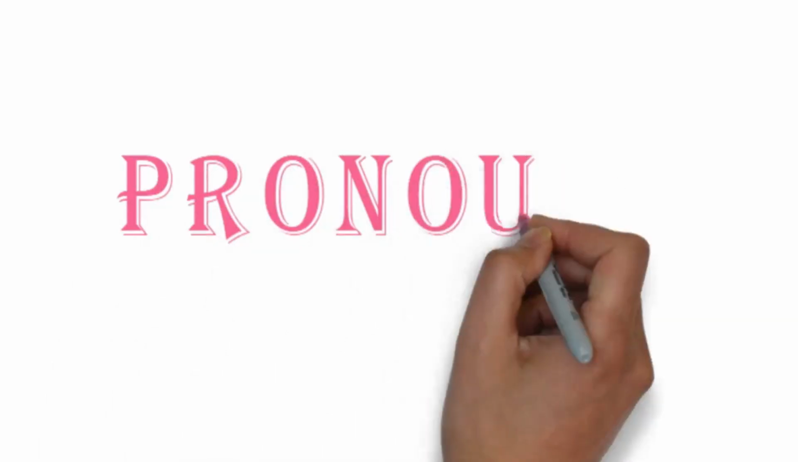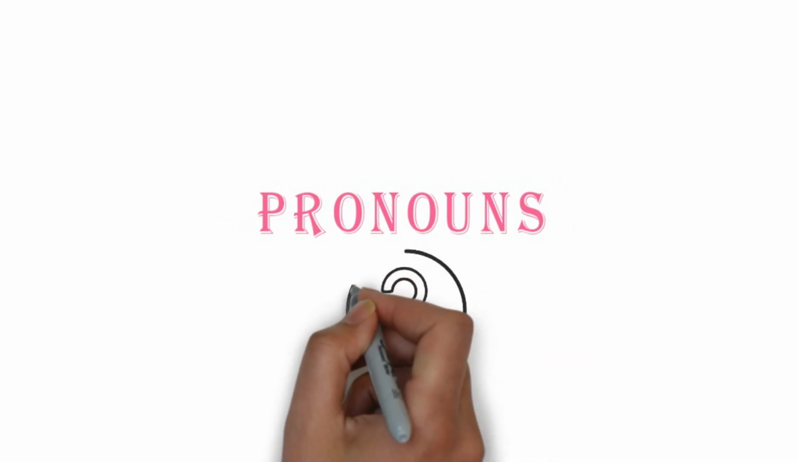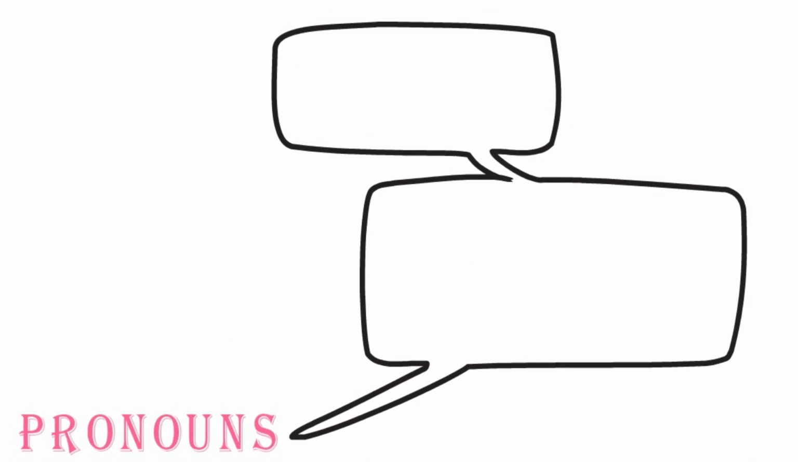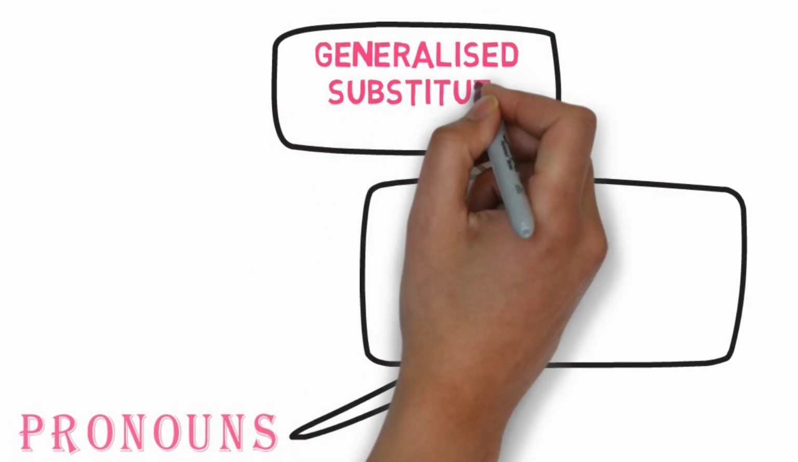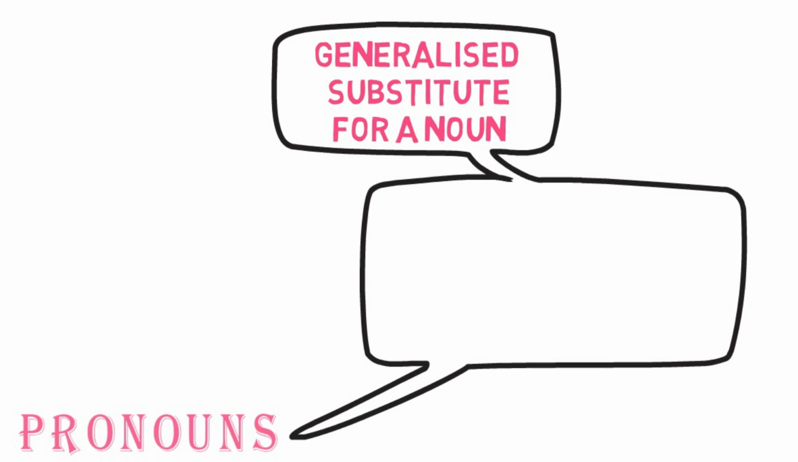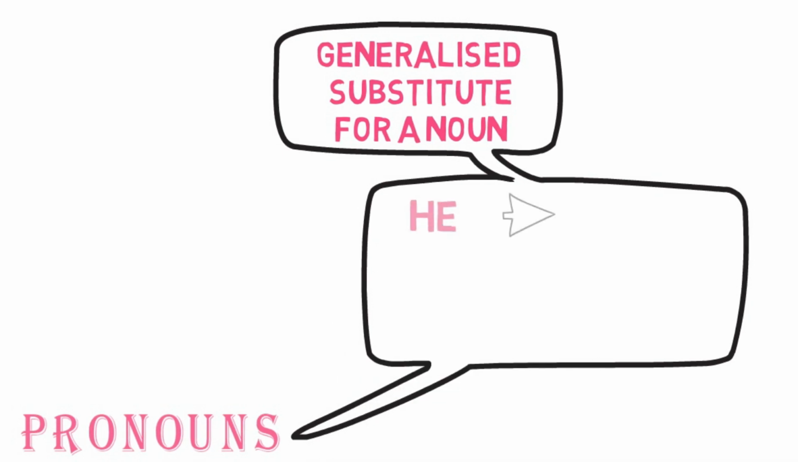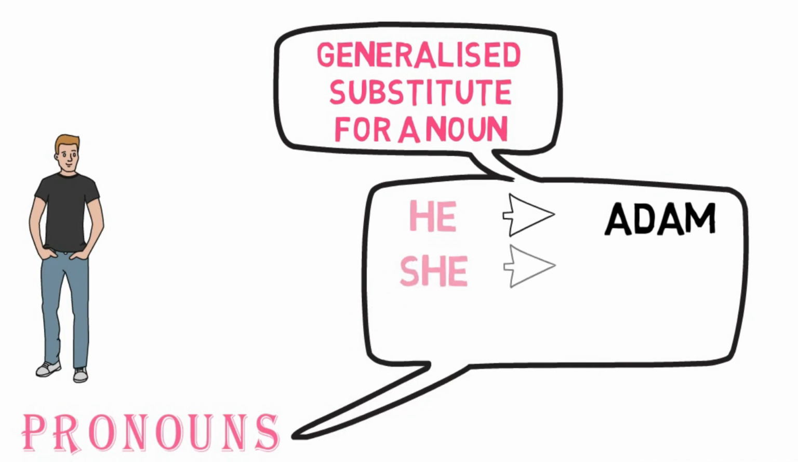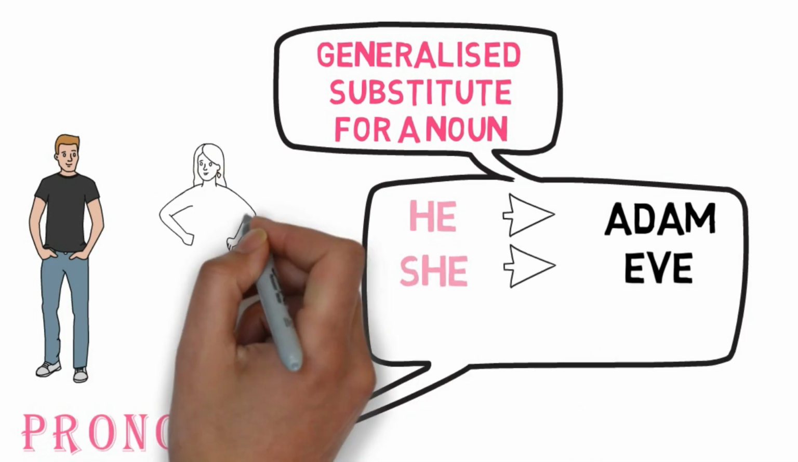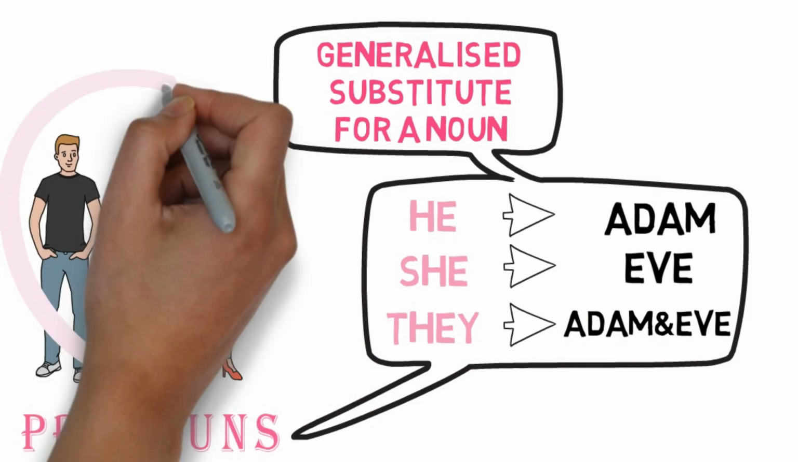Hello there, today we will learn about pronouns. So, how to identify pronouns in a sentence? A pronoun is a generalized substitute for a noun. For example, he is a substitute for the noun Adam. She for Eve. They for Adam and Eve.